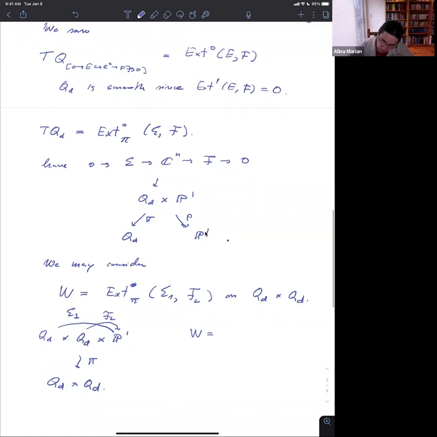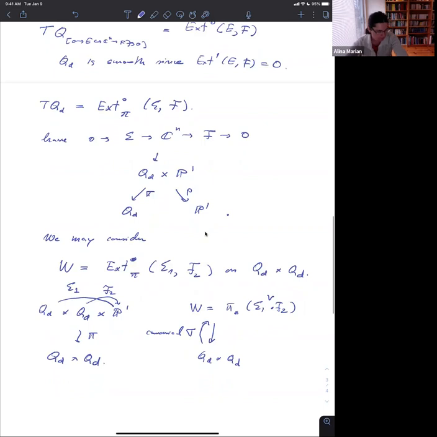But Ext^1, as we saw, will vanish. So in fact, this W is a vector bundle, on Q_D times Q_D. What's nice about it is that it has this tautological section that we were discussing. For a pair of points in the quot scheme, you always have this morphism. The fiber of W over a pair of points is precisely the homomorphism group from E1 into F2, and there is a canonical one. So the quot schemes come with this canonical section.